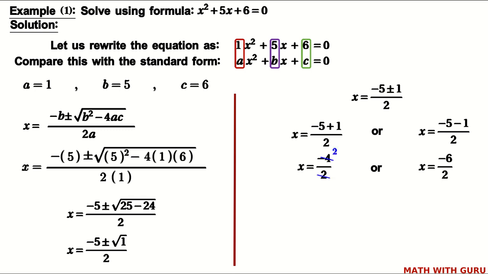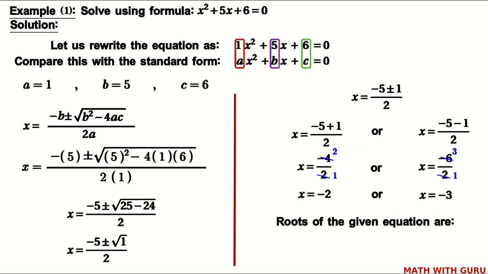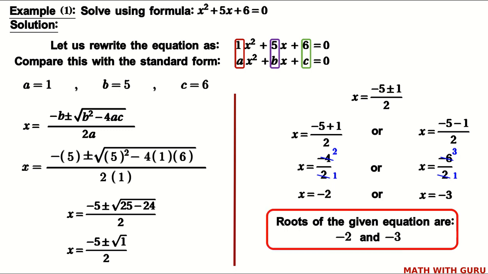x equals minus 4 divided by 2, or x equals minus 6 divided by 2. 2 2s are 4, 2 3s are 6. Therefore, x equals minus 2 or x equals minus 3. The roots of the given equation are minus 2 and minus 3. This is quite simple, isn't it? Let us take one more example.